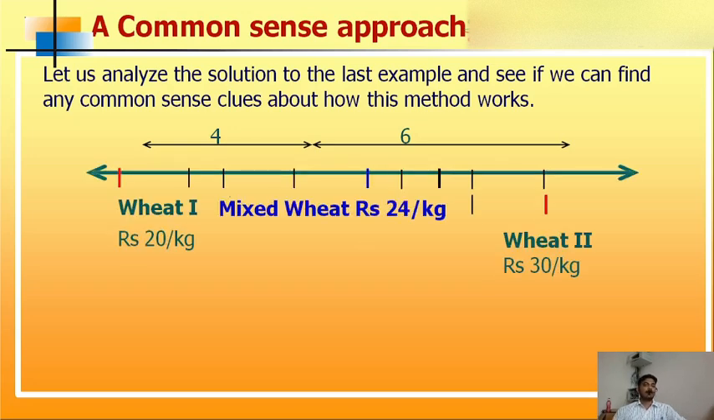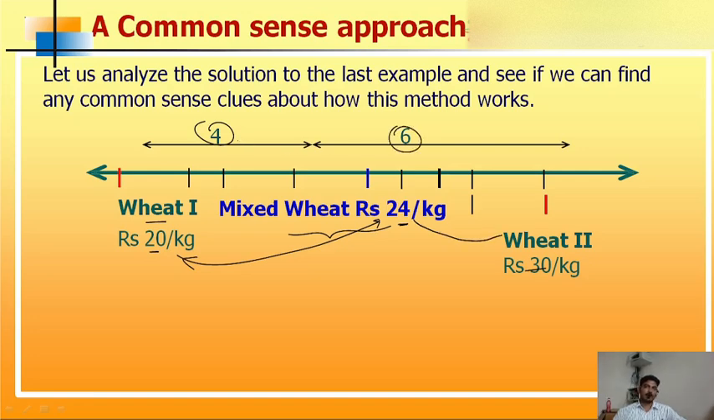Here wheat 1 is 20 rupees per kg, wheat 2 is 30 rupees per kg, and the mixed wheat is 24 rupees per kg. We can see the gap from 20 to 24 is 4, and the gap between 24 and 30 is 6.